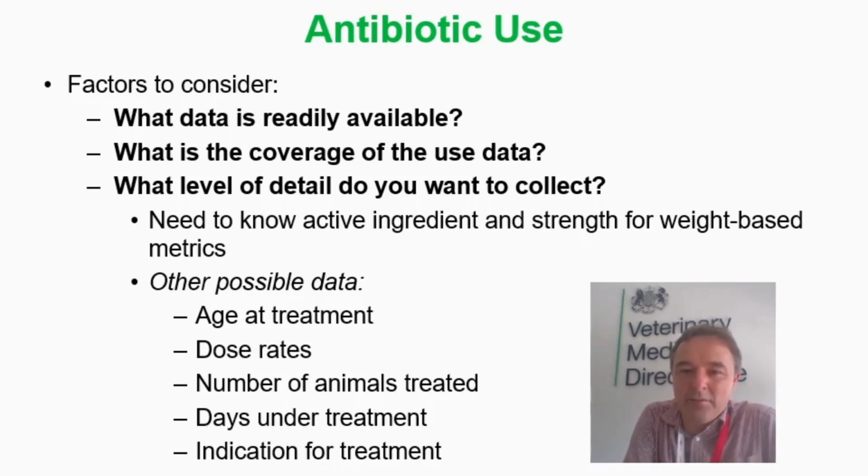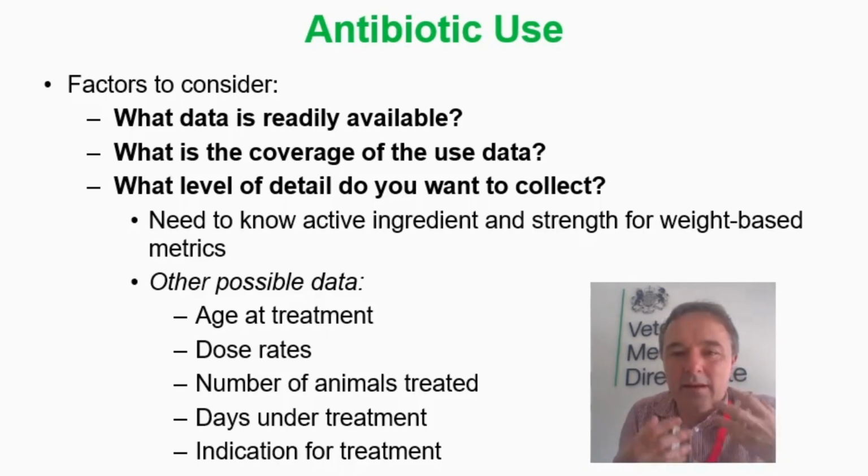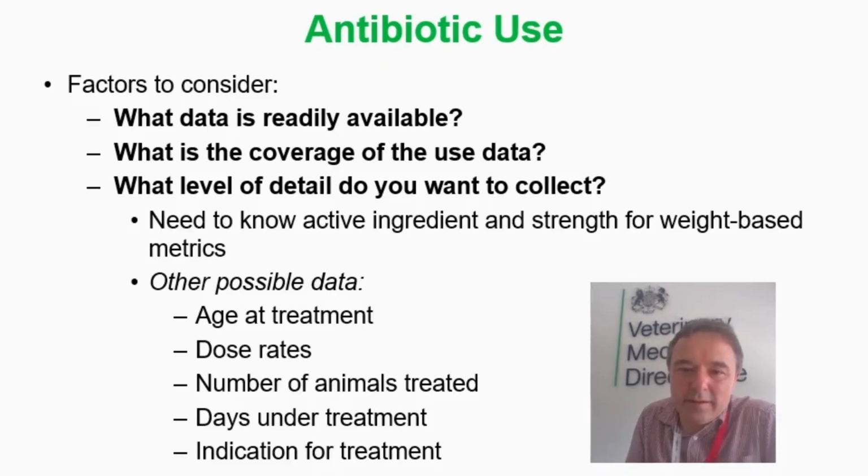Even if you're trying to get every farm, you may find that it's difficult, so you may end up getting data that's not full coverage, and in that case you need to collect the animal number data from the farms that are supplying the data in order to understand the overall coverage of the data you're collecting. And then also the level of detail, and that goes back to what your main purpose is for doing this in the first place. So if you just want to know a simple weight-based mg per kg metric, then the main thing you need to know is the volume of products that are sold, maybe in kilograms and litres or in packs, and then you can multiply that by the strength and the active ingredients within each pack.